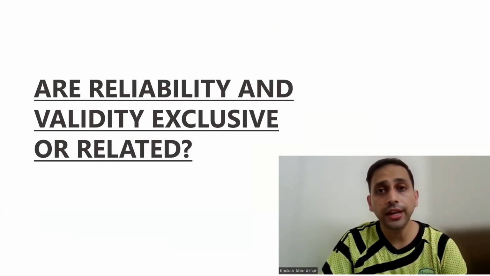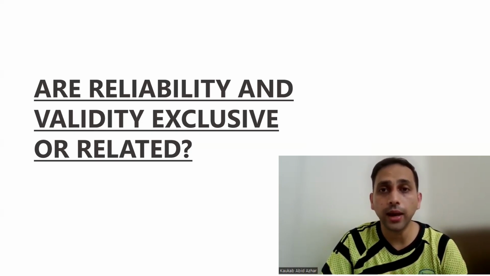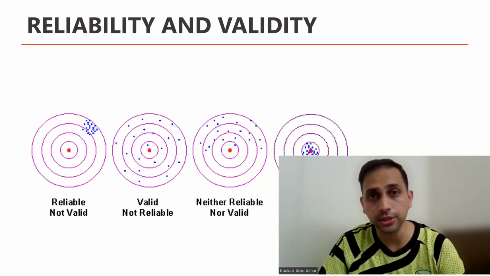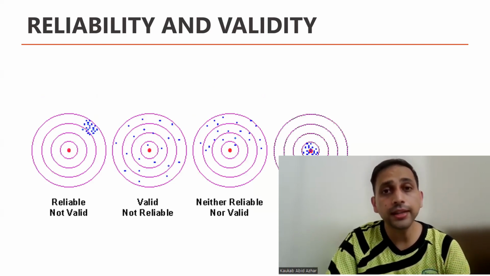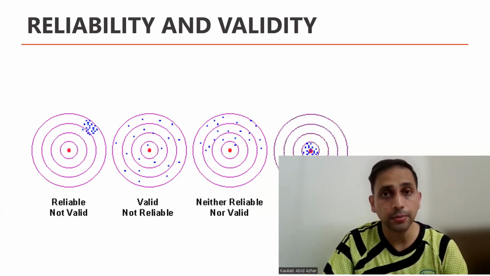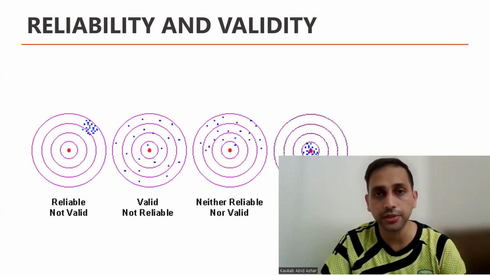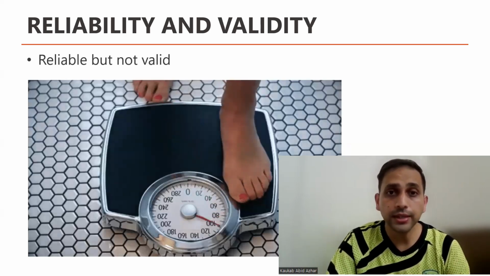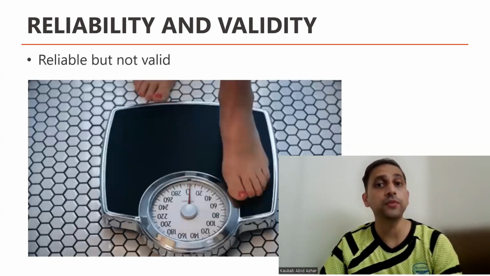Now, you might be wondering, are reliability and validity exclusive or related to each other? Or do we need to have one of the two for our research? So, reliability and validity are related, but not the same. Reliability is about consistency, and validity is about accuracy. A measurement can be reliable without being valid.